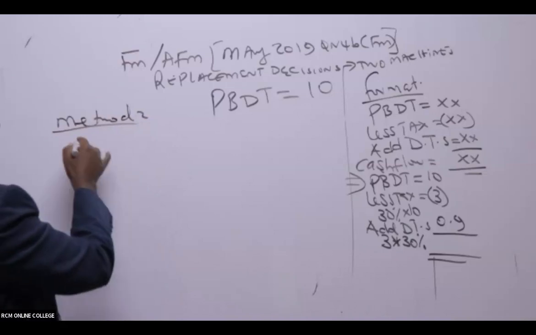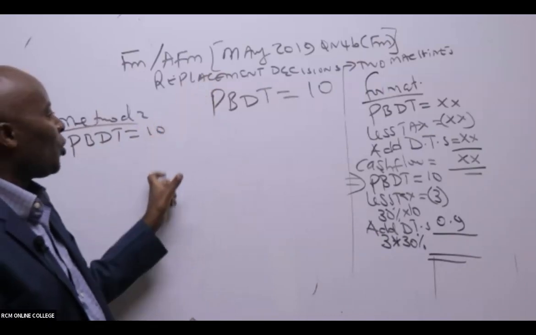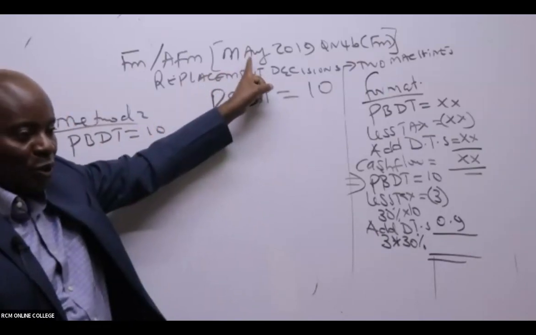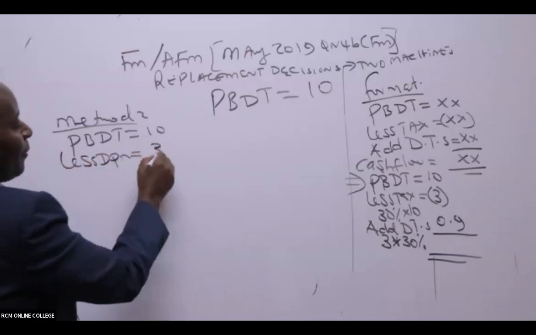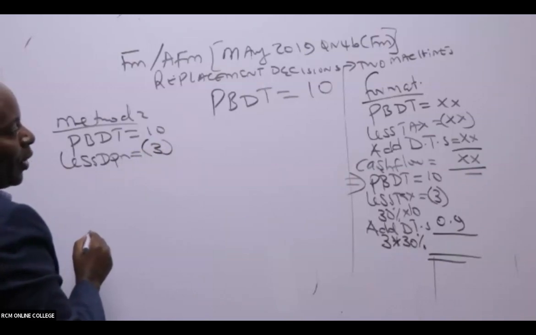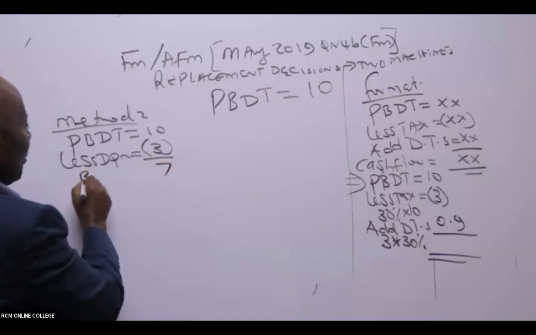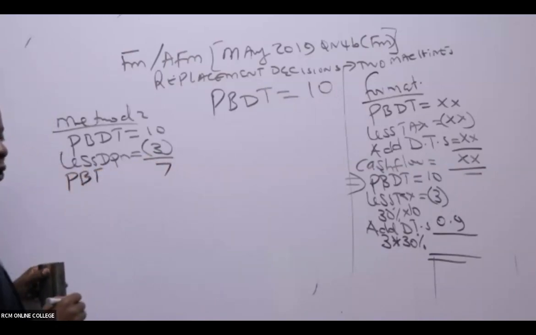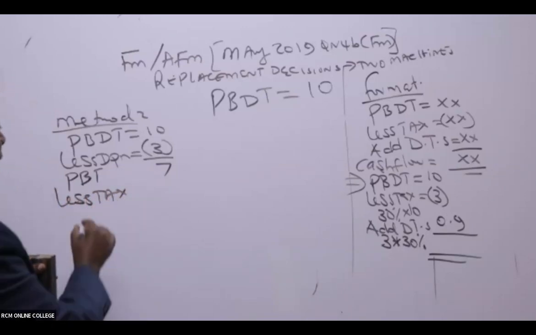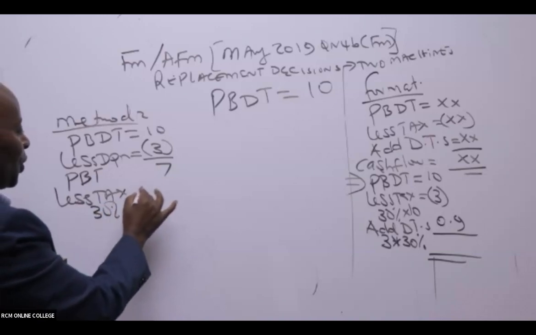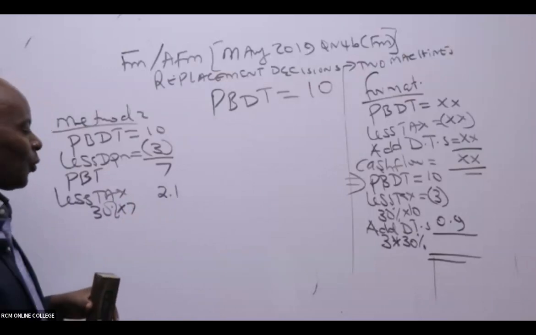So method 2, ladies and gentlemen: we have profit before depreciation and tax of 10. I will be making use of this knowledge to tackle this question. Very important. Somebody will come and less depreciation of 3, and they get 7, which is profit before tax. Then they less taxation. Tax here is 30% of the profit, 30% of 7, which gives me 2.1.